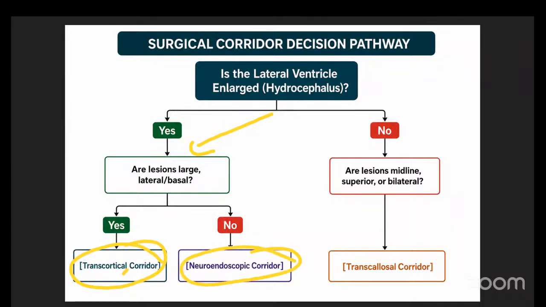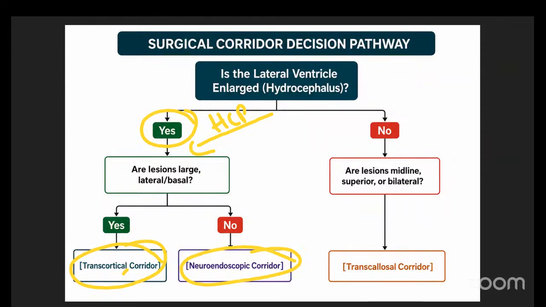How do you decide? If it is a huge lesion, for example, a choroid plexus papilloma or carcinoma, which is huge, and you know it would be really difficult to get the entire lesion out with only the endoscopic approach, then the transcortical corridor is going to be your best bet, given that there is hydrocephalus or an enlarged ventricle. If there is no hydrocephalus, if the ventricles are normal sized, what do we do?